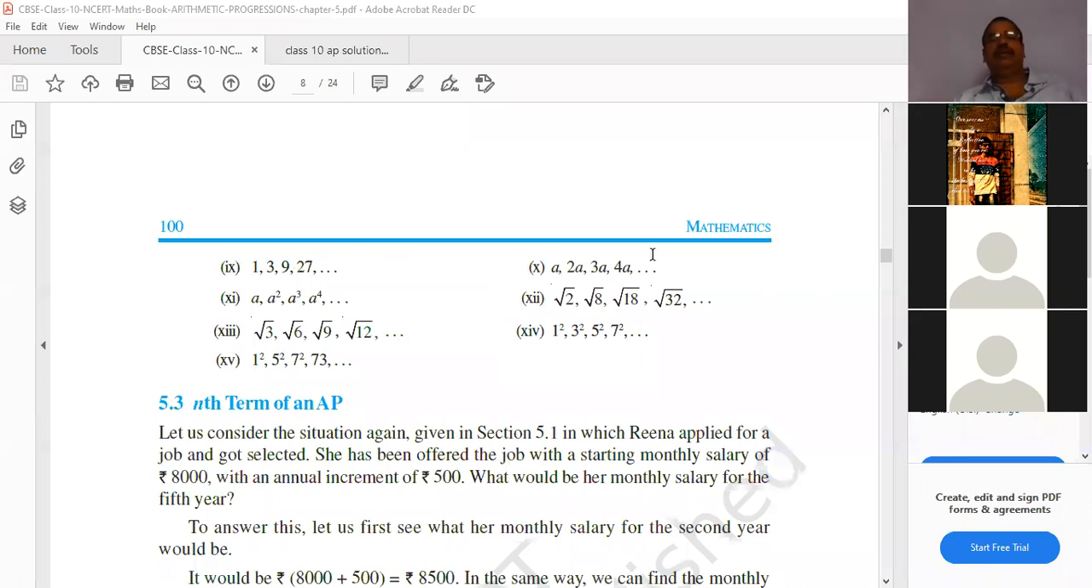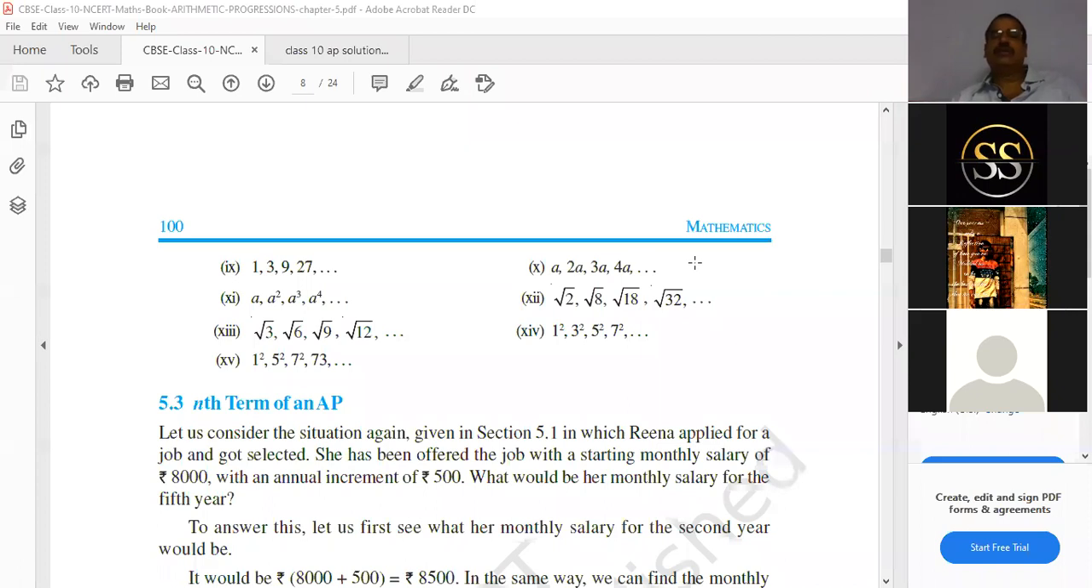Now, the 10th one. Yes, sir, it is in AP. The difference is A. Good. Now, next 3 terms: 5A, 6A, 7A. Good. The common difference is A. This is in AP. Next, the 11th one.